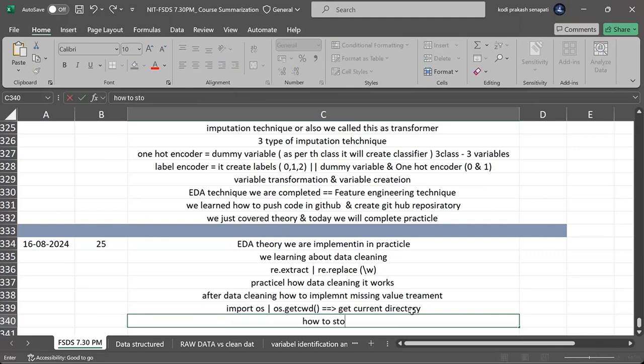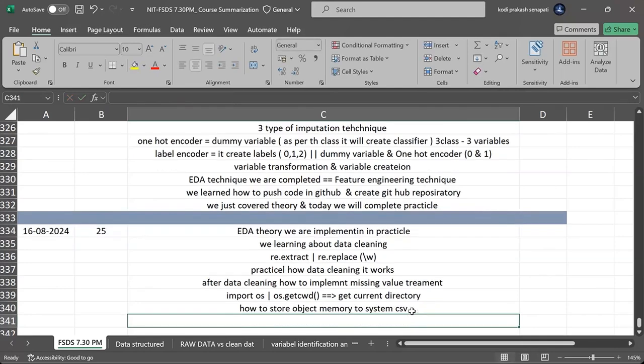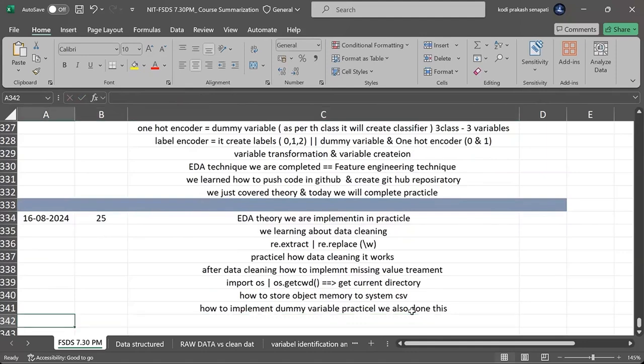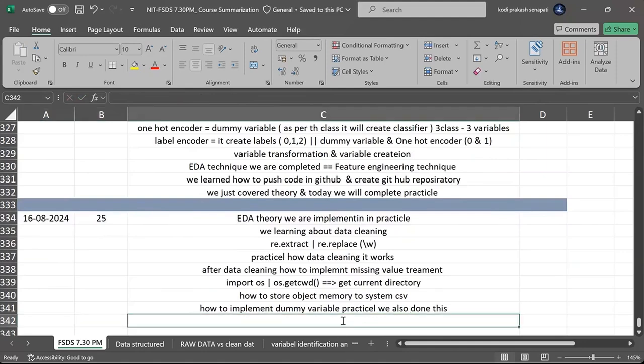And also how to store an object from memory to a system CSV. This is very important. We also learned that, and how to implement dummy variables practically. We also did this. So this is all, and we are done with the EDA workshop. EDA workshop we have completed.